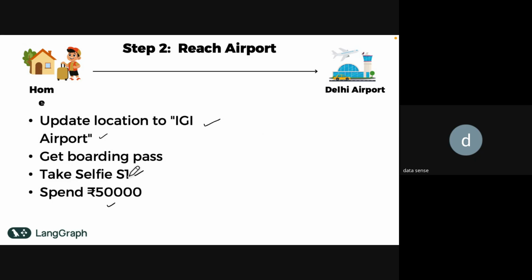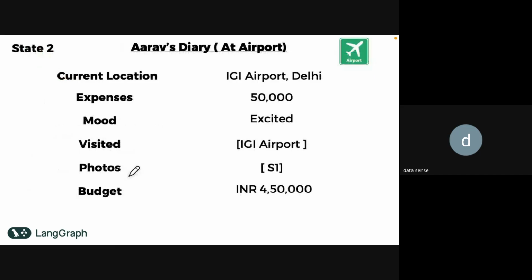or maybe he's going to create a new page in his diary. So his new page in the diary will look like this. This is page number 2. So forget about state, call it page 2. State and page mean the same, but right now call it page 2. So he'll say current location as Delhi. Expenses, how much did he spend here? 50,000 rupees.